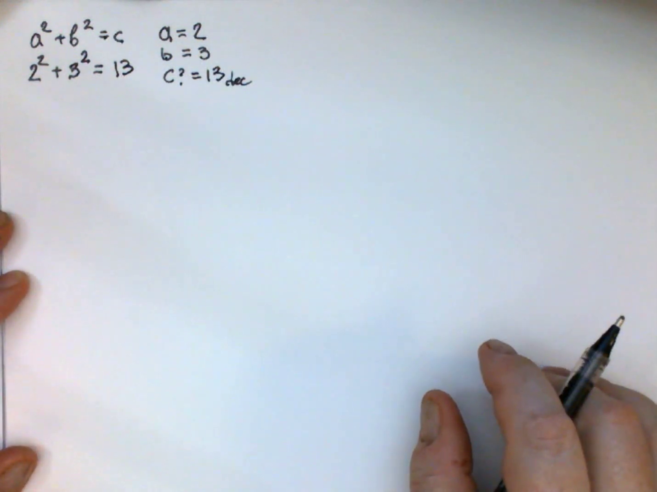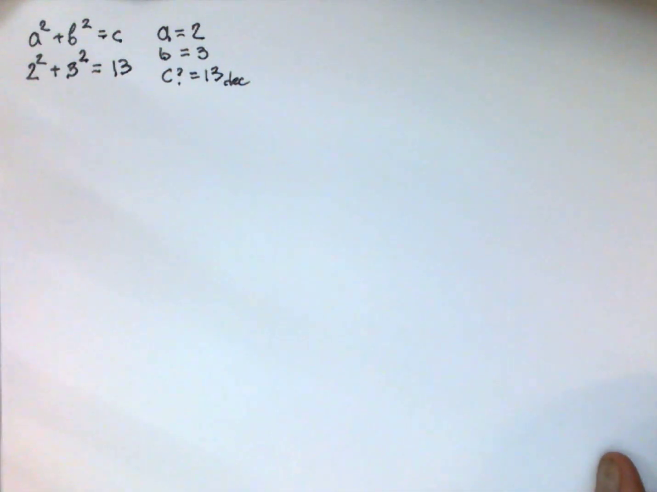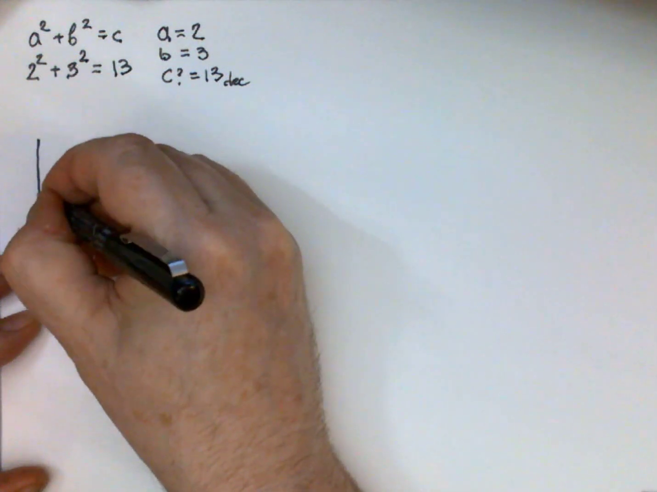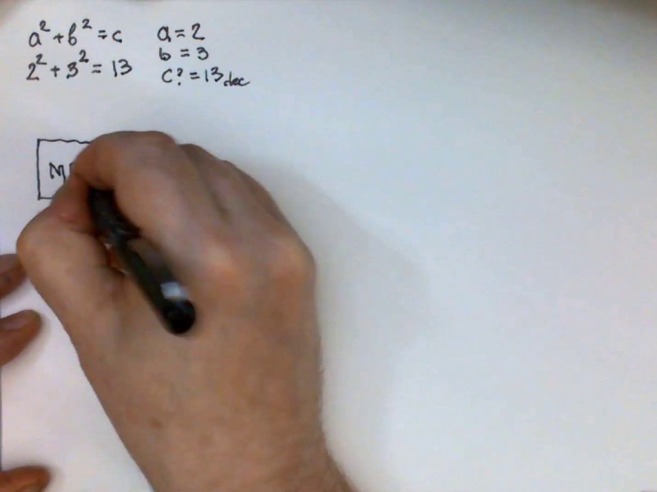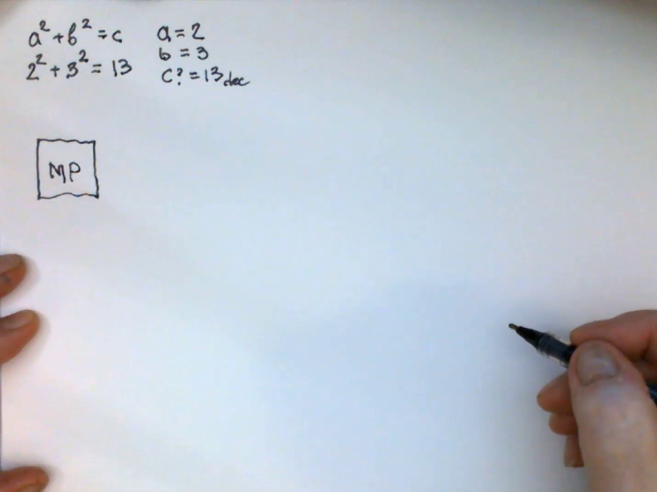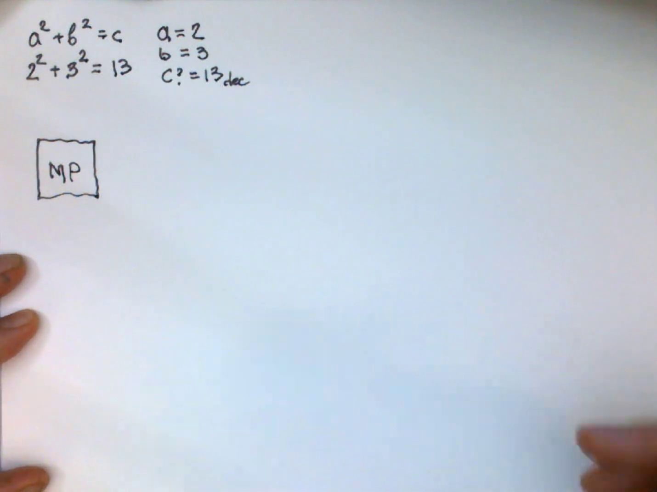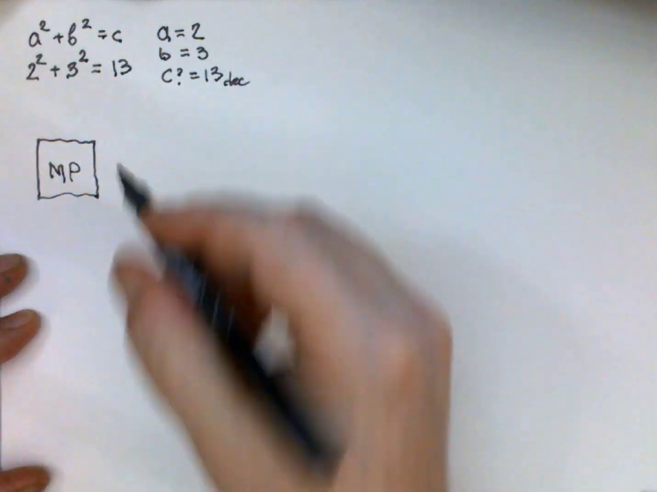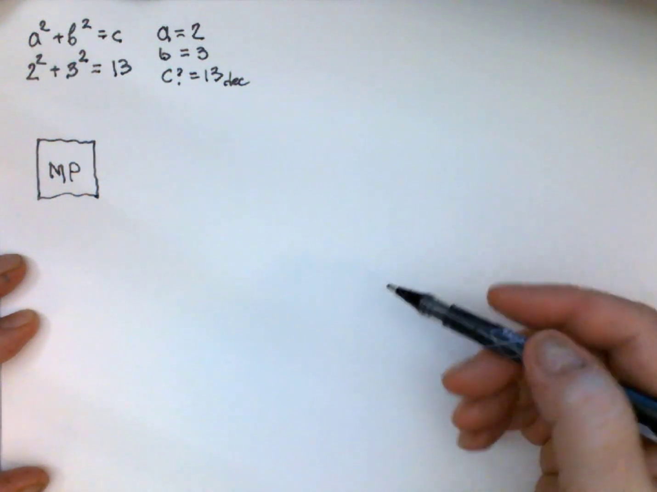So c is equal to 13 decimal after calculation. But how does a computer do it? A computer must have a specific device named a processor. This processor unit actually does the calculations. This is an electronic device named MP, microprocessor. This microprocessor doesn't have any idea of how to do this, but it can only do arithmetical actions: plus, minus, multiply, divide, and so on.